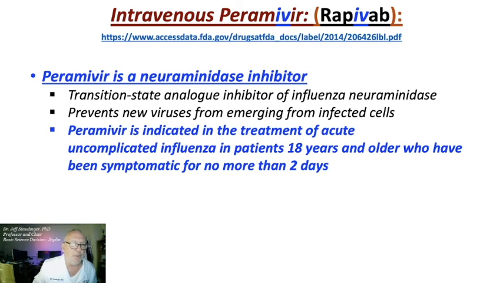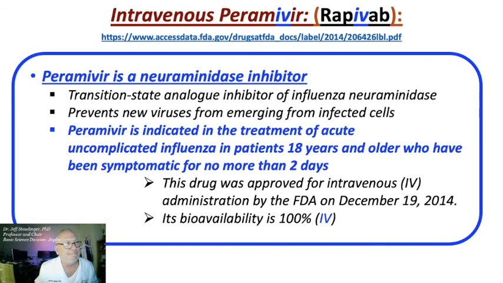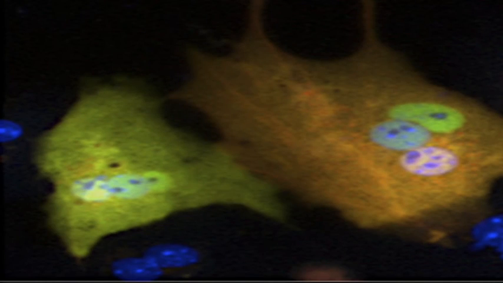What I truly want you to remember is that all three of these drugs are neuraminidase inhibitors indicated in the treatment of acute, uncomplicated influenza in patients who have been symptomatic no more than 2 days. Okay, student doctors, that's it for neuraminidase inhibitors.